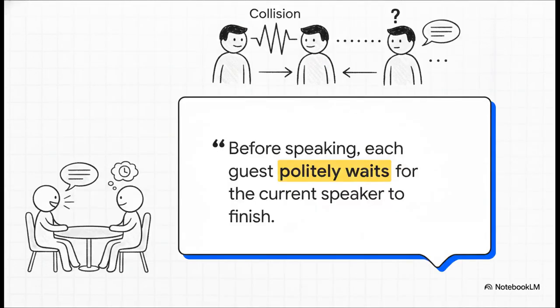I absolutely love this. The official documentation literally compares this whole protocol to a dinner party. Imagine a group of guests. Before speaking, everyone politely waits for the current speaker to finish. If two guests start speaking at the exact same time, a collision, they both stop. They wait for a short, random period of time before trying again. Because they both chose a random amount of time to wait, it's highly unlikely they'll try to speak at the exact same millisecond again. It's a brilliantly simple human etiquette rule applied directly to complex digital machinery.